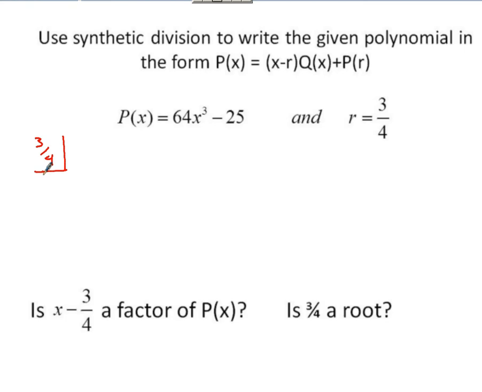Spelling out the coefficients on the function, we start with 64. That goes with the x cubed term. There's no x squared term, so I need a 0. There's no x term, so I need a 0. I do have that constant, though, of -25. So set up my line, set up my remainder box, go through the synthetic division. Bring down the 64 to start.